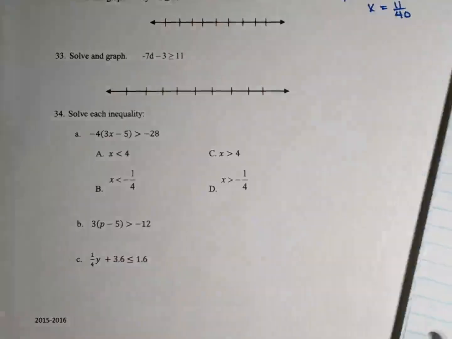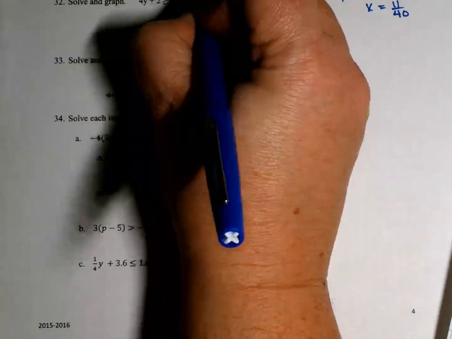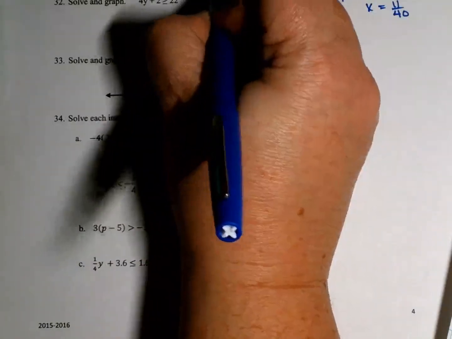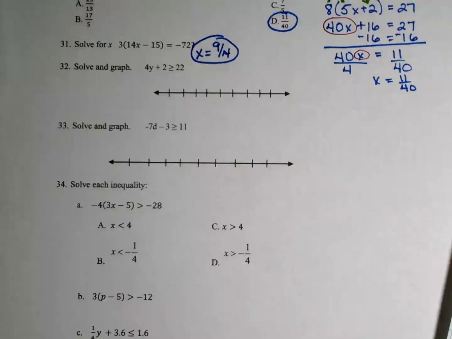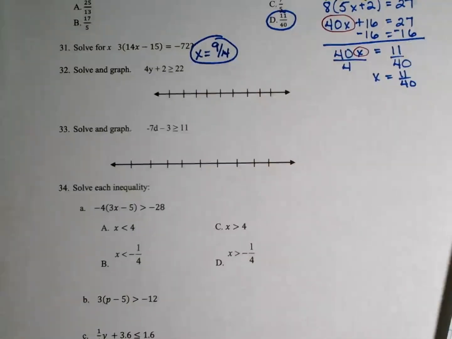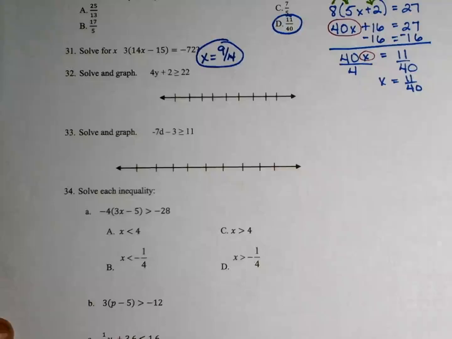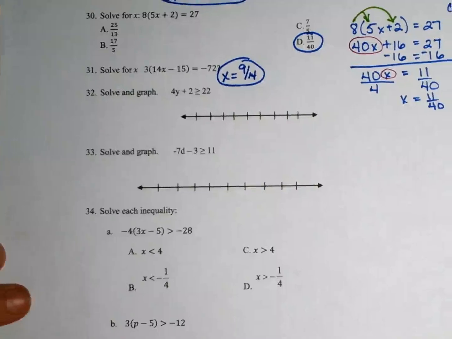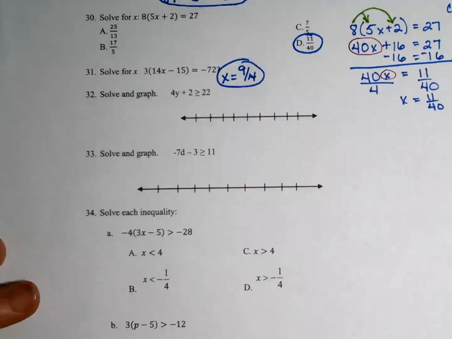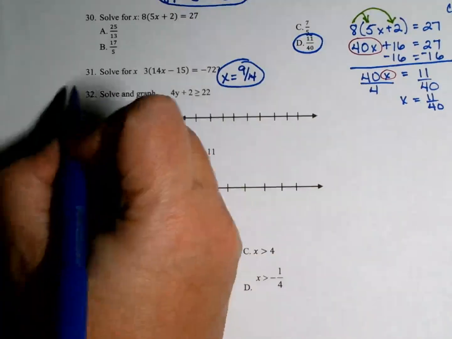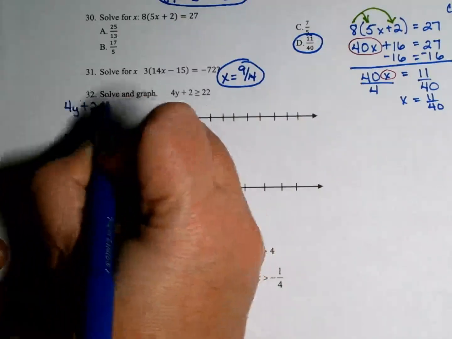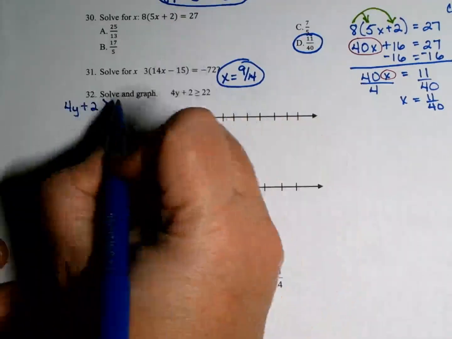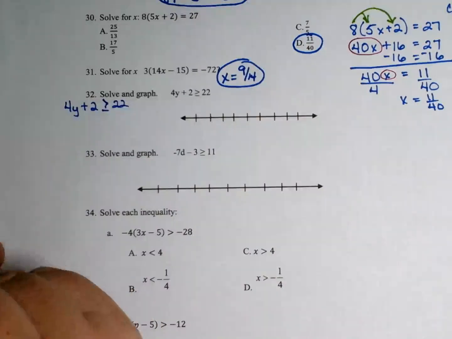Okay, so for number 31, our answer was x equals negative 9/14. That's our answer for number 31. Okay. Number 32, it wants us to solve and graph the inequality. So I have 4y plus 2 is greater than or equal to 22.